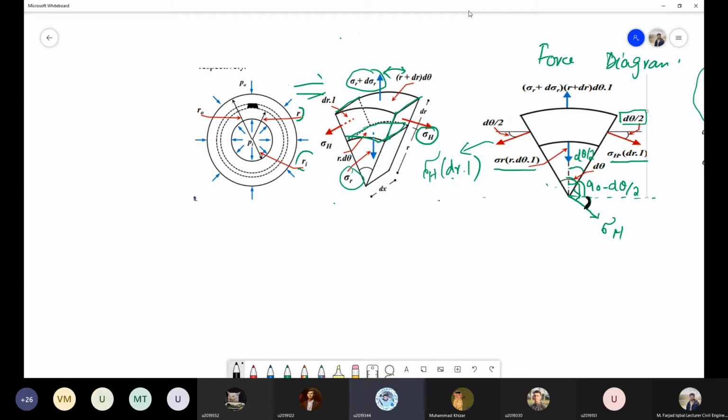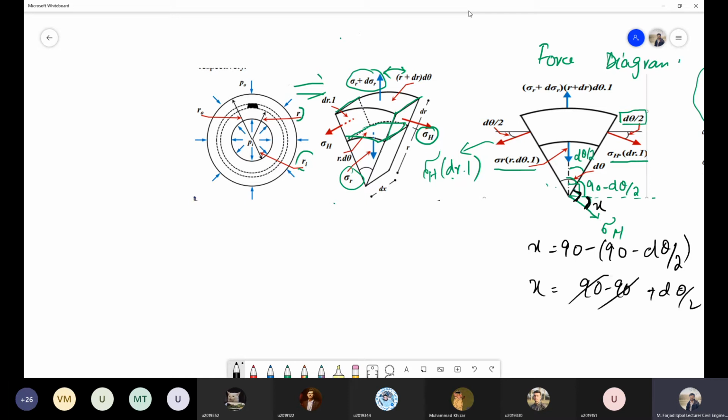So this angle is 90, and this bottom angle, let's call this x, will be 90 minus (90 minus d theta by 2). And if I simplify this one, that will be plus d theta by 2. The 90s will cancel out, and this angle x will be d theta by 2, which is the same angle which is shown over here. The angle of this hoop stress with the horizontal surface is d theta by 2. So this is the reason that this angle is shown over here as d theta by 2.